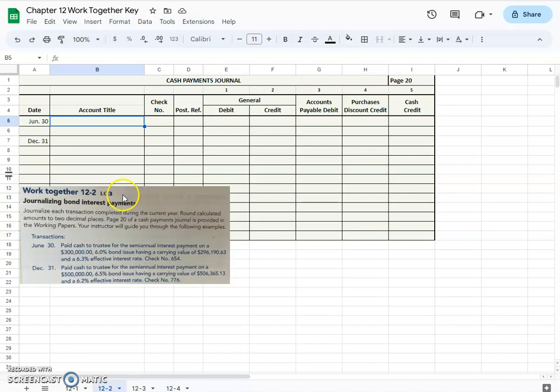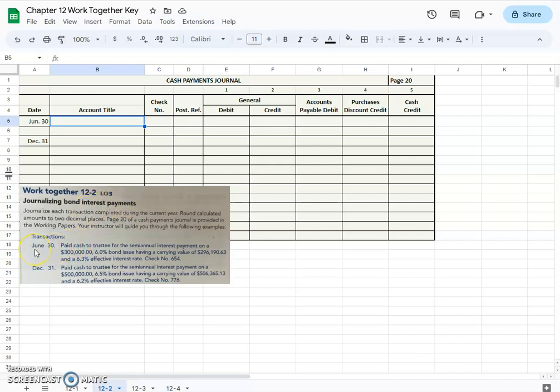In this video, I'll go through Work Together problem 12-2 on page 349 of your Century 21 Accounting Textbook, Advanced Edition 11. This is by Gilbertson Lehman, so we'll give them credit where credit's due. All right, so we are journalizing bond interest payments now.